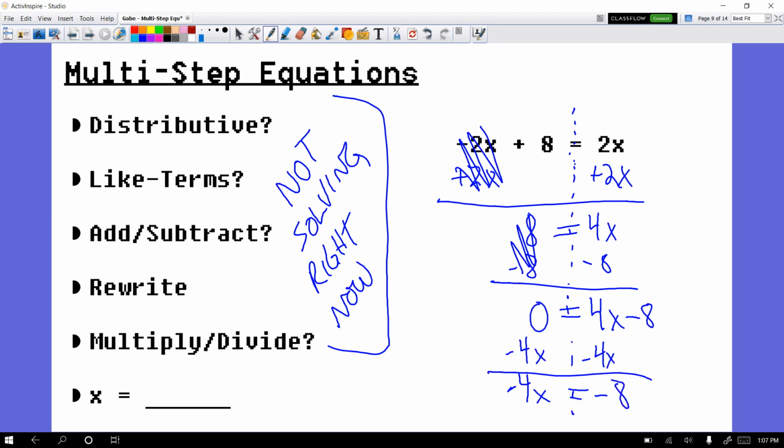And what does that do for us? Absolutely nothing. But we are back to a one-step equation. We can divide by negative 4 and we can get x equals 2. And we had that same answer right up here. Divide by 4, 8 divided by 4 is 2.